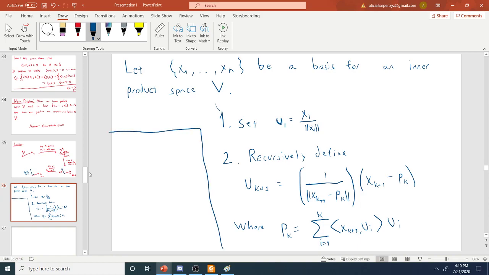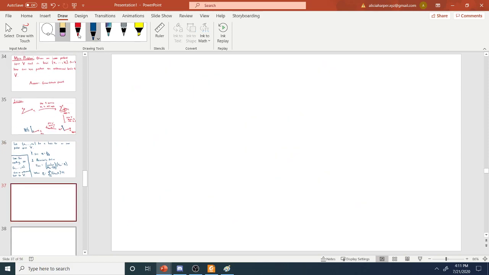Then, I guess I should say theorem, the resulting u1 through un form an orthonormal basis for V. So let's go through the proof of this. And the proof is by induction.